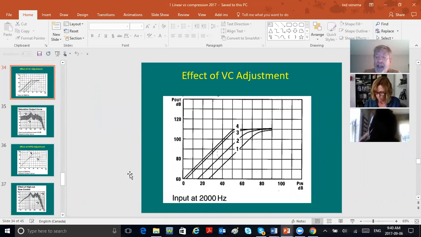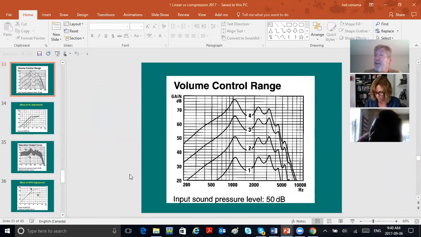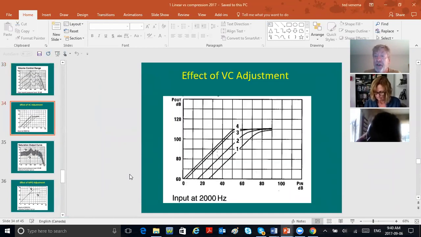This is showing you the same thing as the frequency response. It's the same hearing aid, but look what's happening in this picture. The horizontal axis is input, and the vertical axis is output. This is not showing you frequency. Look what's missing here. Where's frequency? It's not on here. That's why I wrote input at 2,000 hertz, because in ANSI testing of hearing aids, it's a rule that when you show input-output functions, the frequency has to be 2,000 hertz.